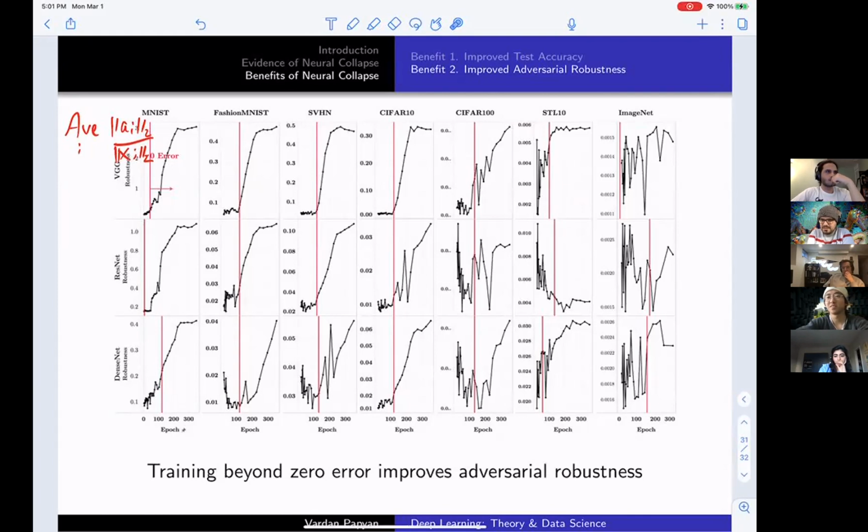Do you think inserting adversarial examples during training can speed up the rate at which neural collapse occurs? Yeah, I don't know. It's a beautiful question. How consistent were these graphs over multiple runs with different random initializations, if that's what you did?